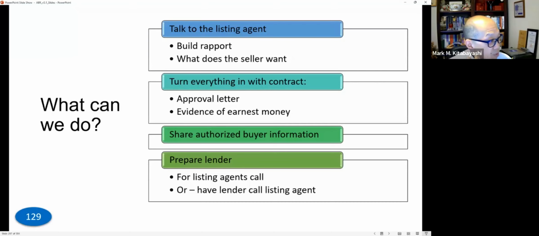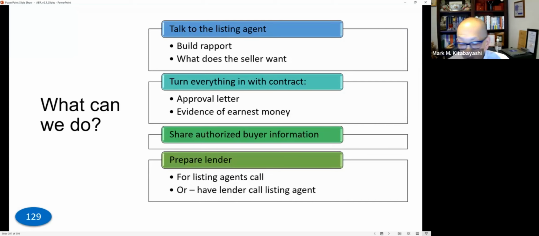What can we do as a buyer broker? Talk to the listing agent, see what we can find, build a rapport. What does the seller want? We could ask that question as a buyer's agent. Turn everything in with the contract, evidence of funds, everything, so that way there is less that they have to ask for later.